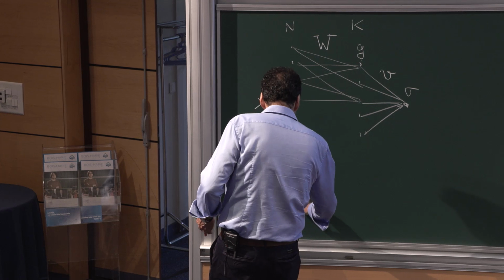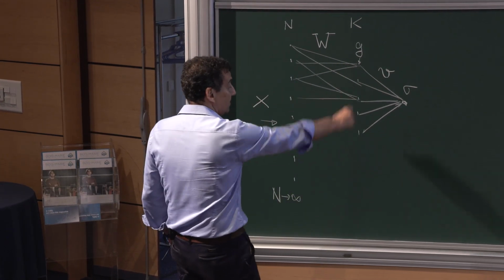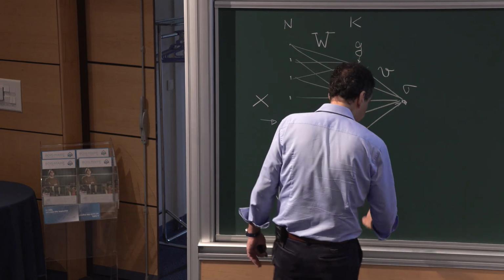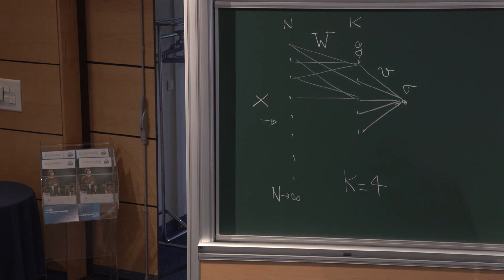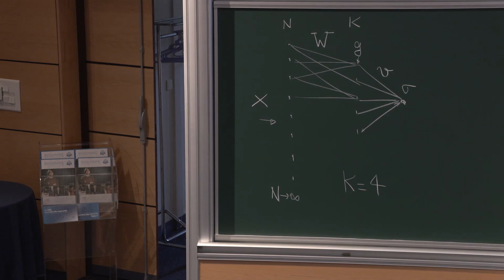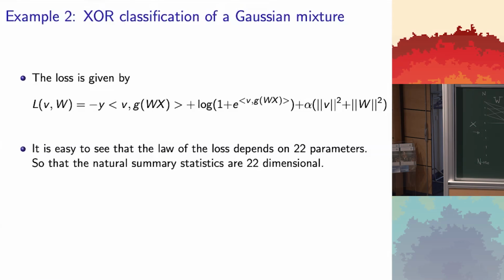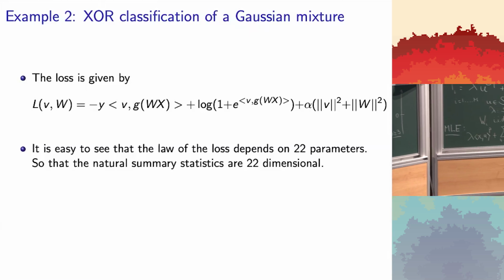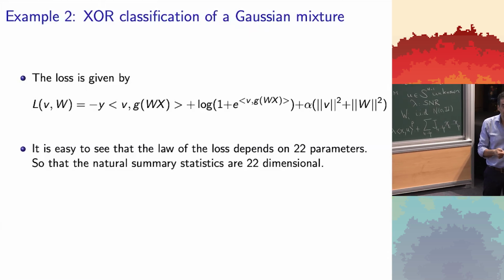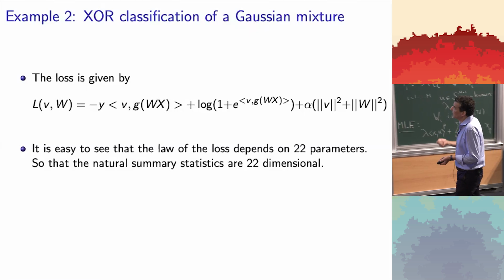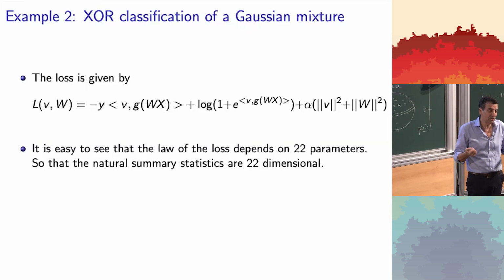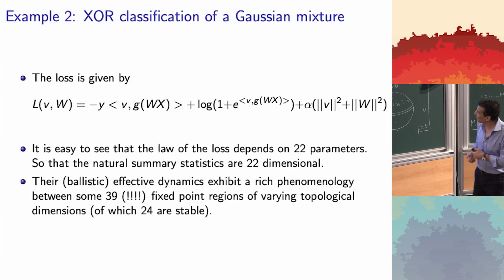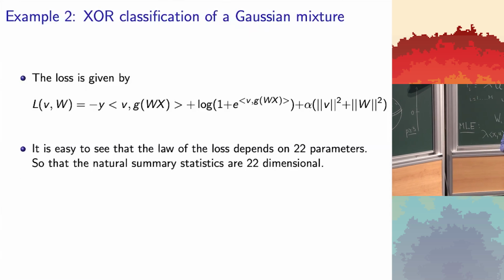But a priori, the way this works is this k doesn't have to be. So in the classical version, k is 4. Right? And then when k is 4, if you look at the law of the loss, it depends on 22 parameters. Okay? So it's natural to assume that maybe there are summary statistics in 22 dimensions. I mean, if you believe that nature is not too bad, right? So, in fact, there are summary statistics in this case.